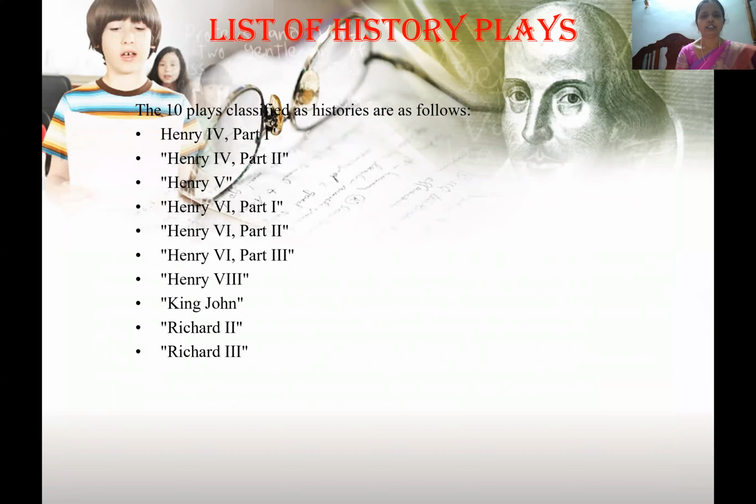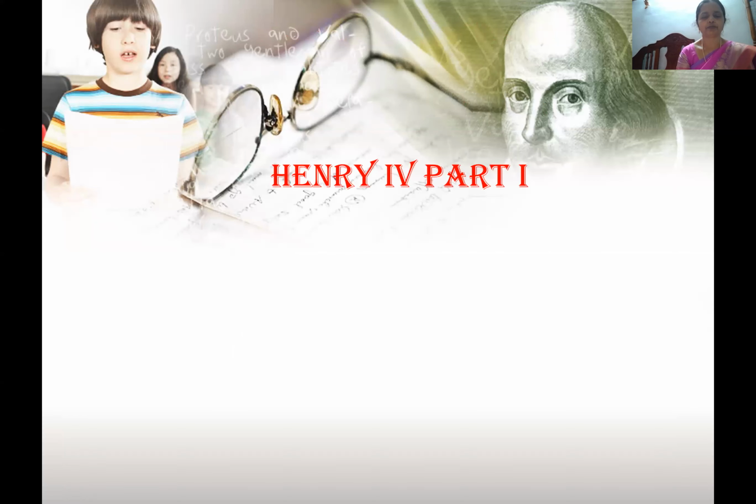The plays classified under Shakespeare's history plays are as follows: Henry IV Part 1, Henry IV Part 2, Henry V, Henry VI Part 1, Henry VI Part 2, Henry VI Part 3, Henry VIII, King John, Richard II, and Richard III. Let us move into the play Henry IV Part 1 as an example of Shakespeare's history plays.